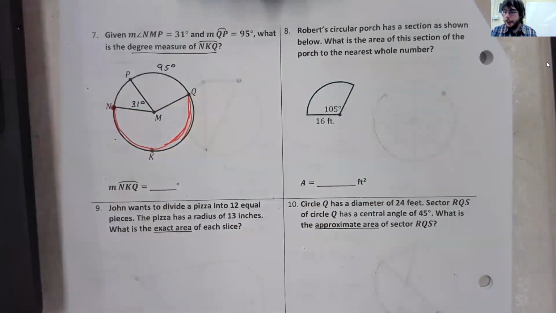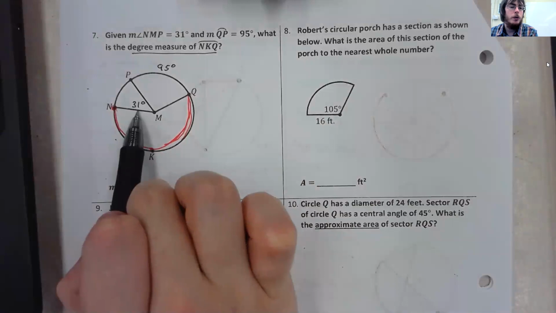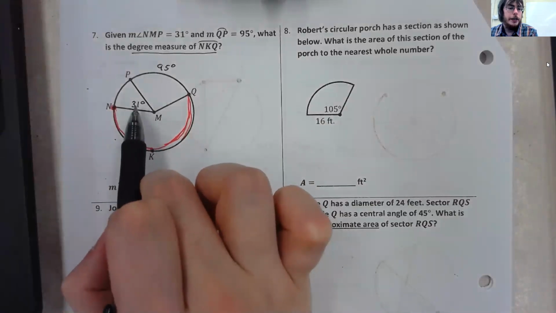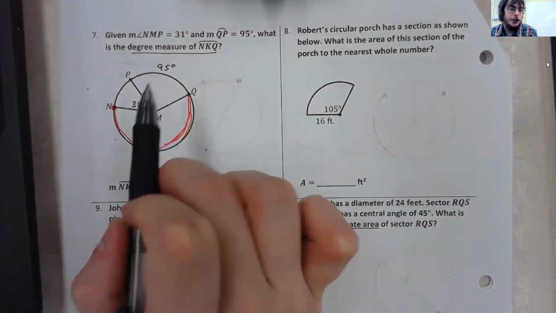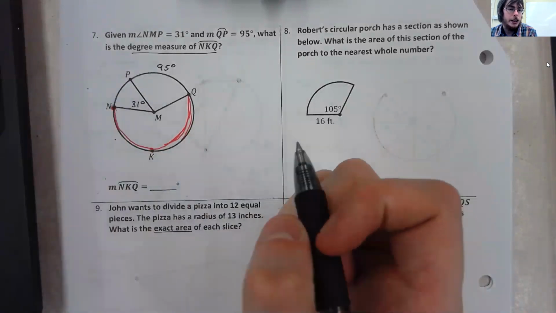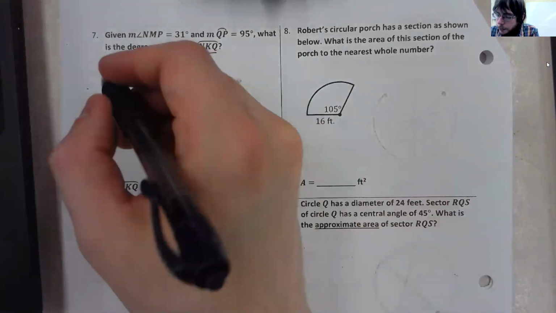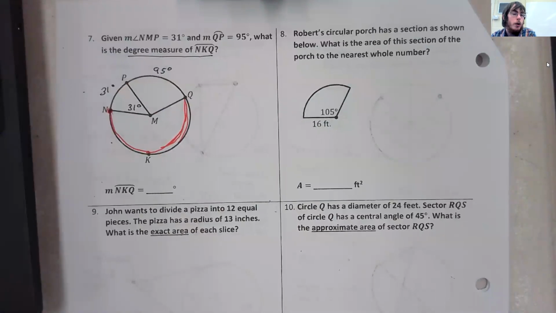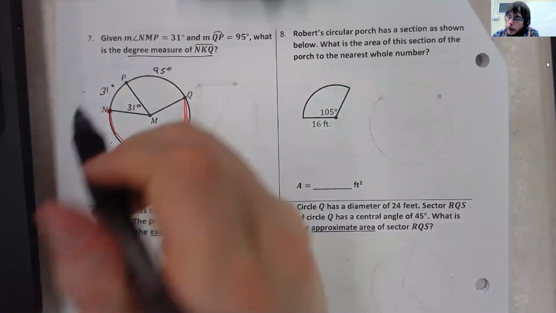Now, how are we going to find arc NKQ with what we know here? Well, we know that this is a 31-degree angle, okay? And specifically, this type of angle is a central angle. And a central angle is always the same as its arc. So we know that the arc NP must equal 31. And we already know what this arc is.